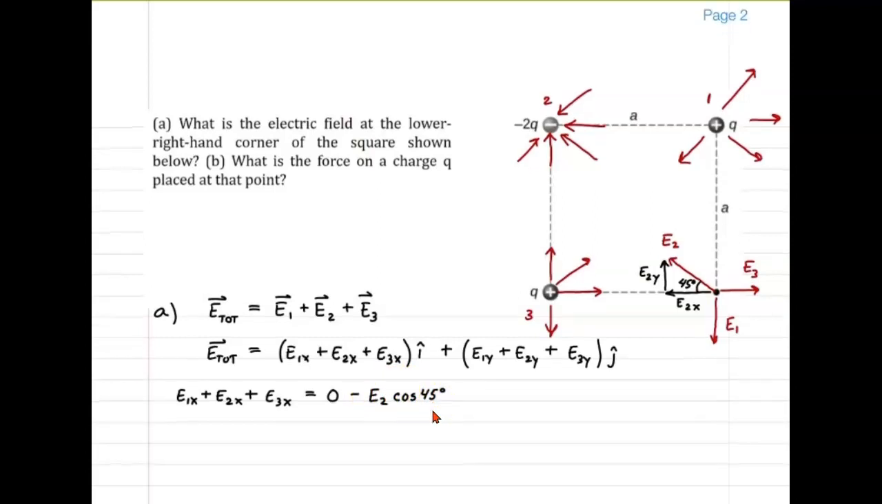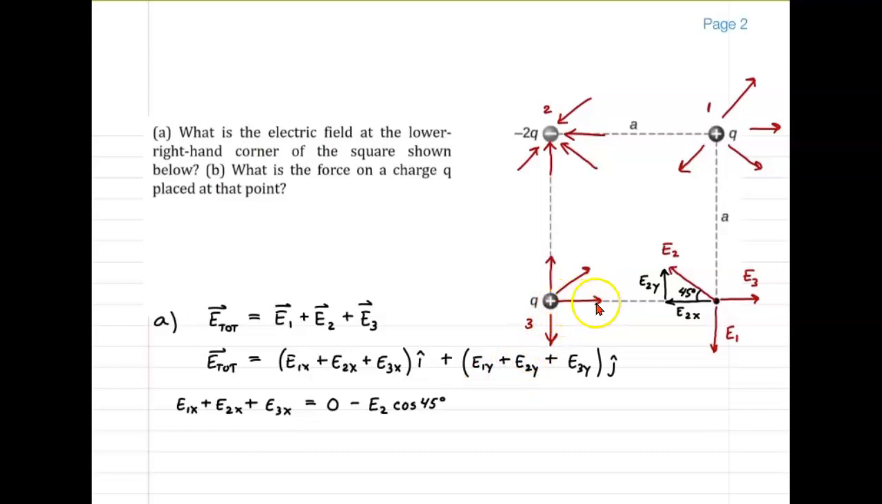Okay, now last is E3x. E3x, as you can see here, is completely in the x direction, so there's no y component and it's positive. So what we're just going to do is put plus E3, the magnitude. Okay. Now we're going to put in what the magnitudes E2 and E3 are. This is where we use Coulomb's law, involving Ks and Qs. So we have equals minus K. And we're talking about the Q2 charge, which is over here, and it has charge minus 2Q.